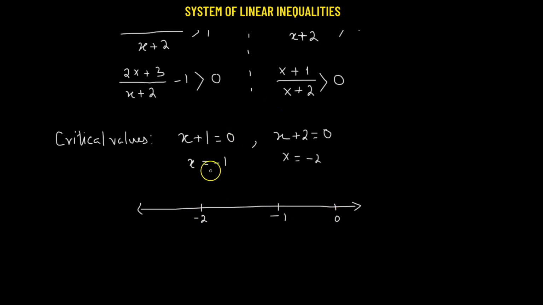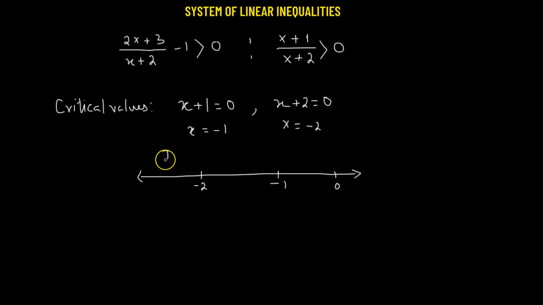Here, we'll consider some values of x which are less than negative 2, lying between negative 2 and negative 1, and values greater than negative 1. Before doing that, let's divide this into three regions. So we have region 1, which is all values of x less than negative 2. Region 2 will be all values of x lying between negative 2 and negative 1. And region 3 will be all values greater than negative 1.